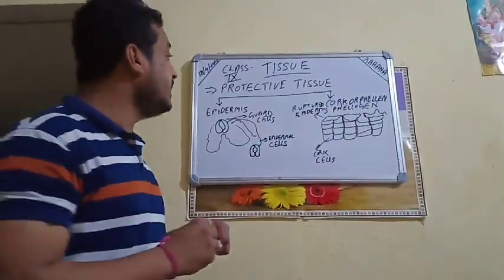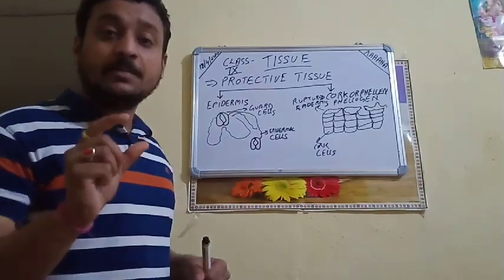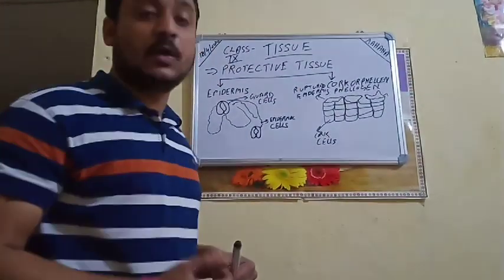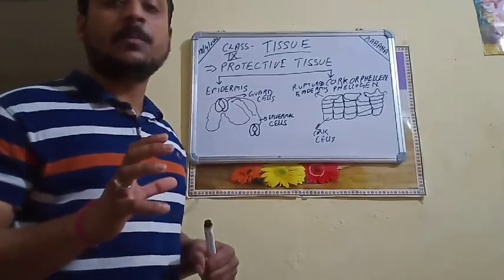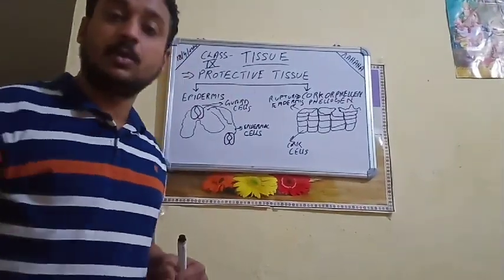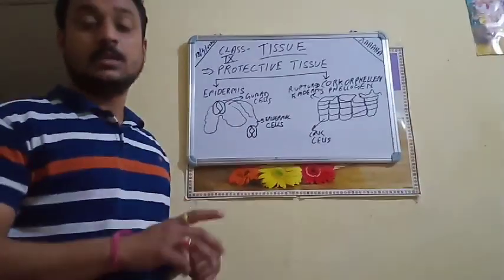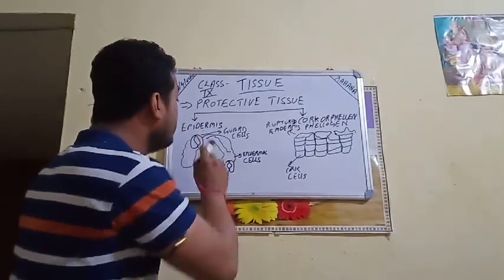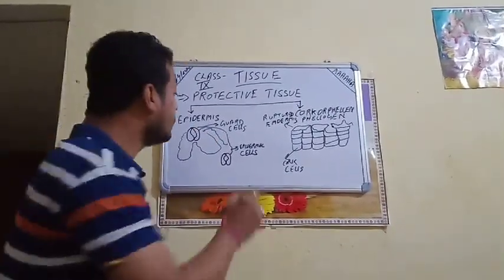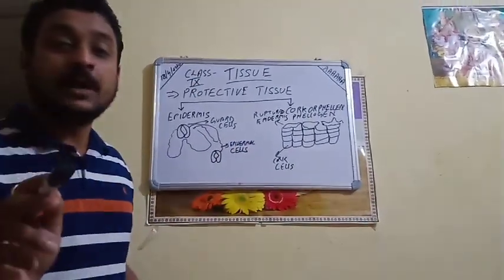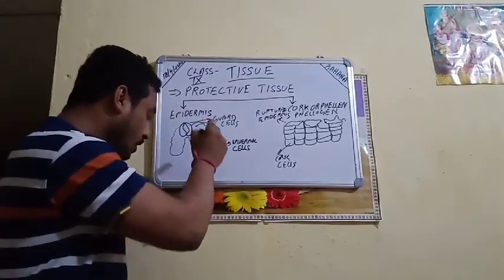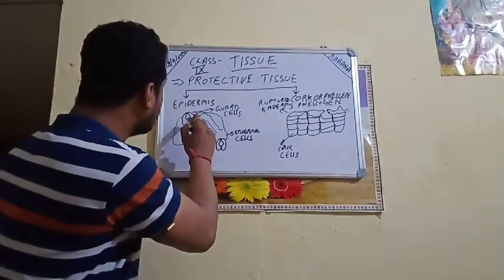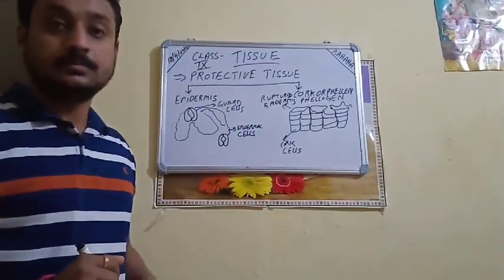Now, let us first study what is epidermis. Epidermis is the outer covering of the plant. This outer covering surrounds the whole plant body. This epidermis has cells, which are named epidermal cells. These epidermal cells will be long and flat, meaning they will be flat and also long.